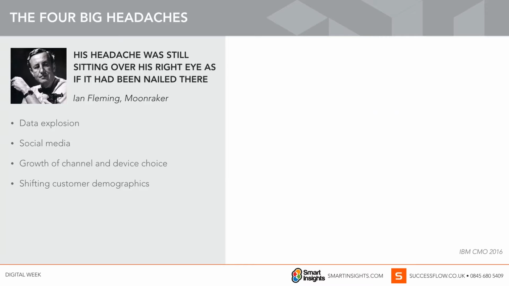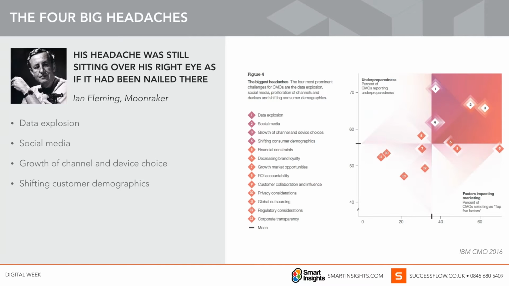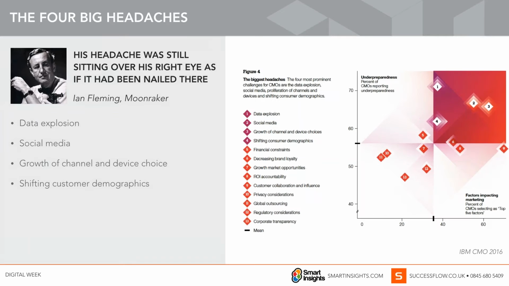With everything happening, these top 4 are really the biggest headaches we've got at the moment. That data explosion, the growth of social media, and probably more the impact that social media has on the day-to-day world, the growth of the channels and the shifting of the customer demographics. As you can see, they're all in that magic quadrant of things that we really need to look at, and therefore things that are going to give us a big headache if we don't look at them straight away. Being prepared and having a strategy to look at these things is going to help us achieve those.